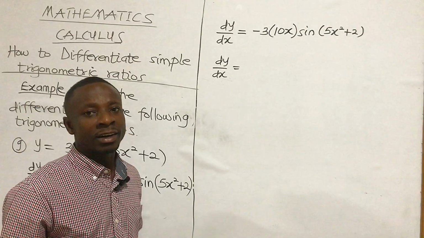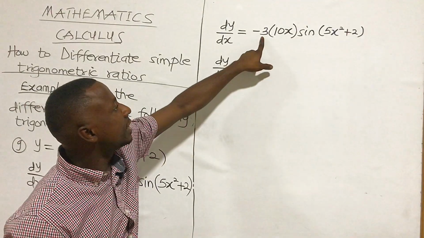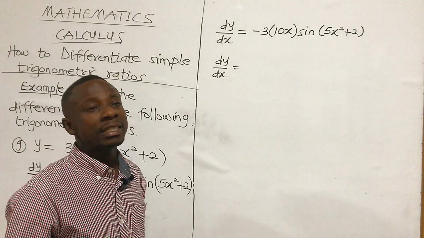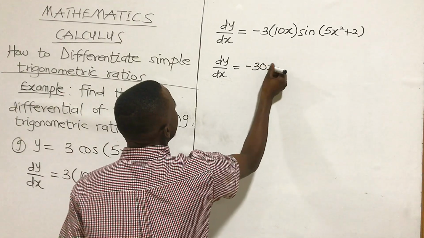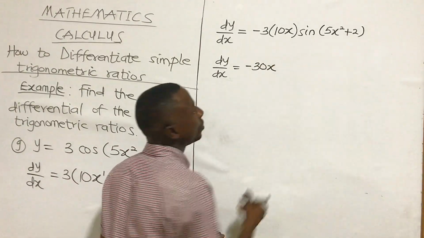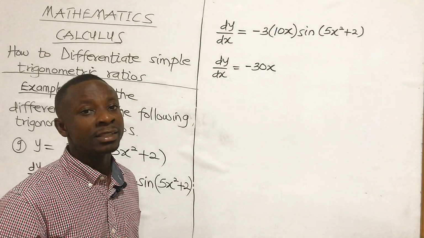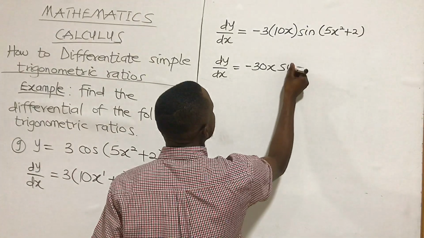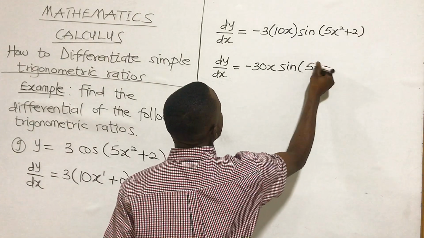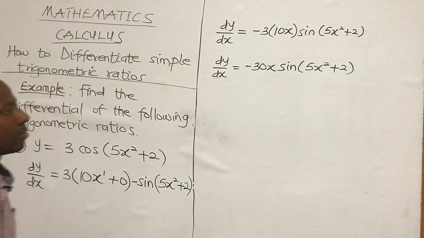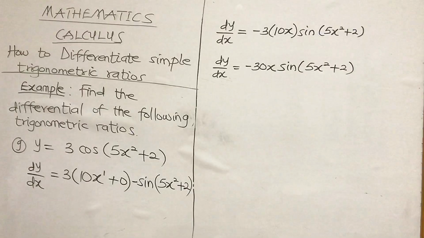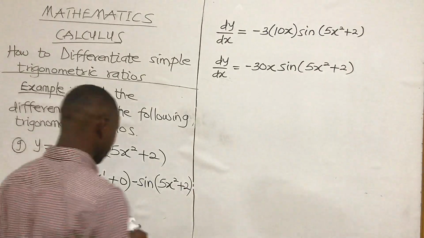Now the final answer. Negative 3 times 10x, we are getting negative 30x. Then we continue with the remaining term, which is sine of 5x squared plus 2. And this is the final answer. H.